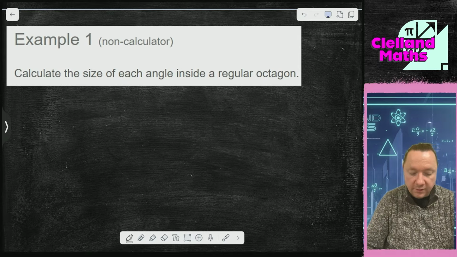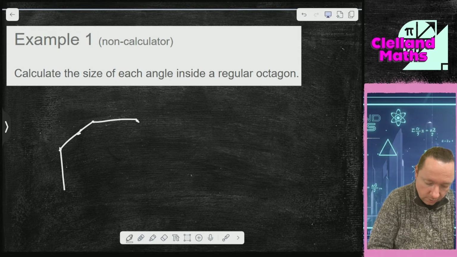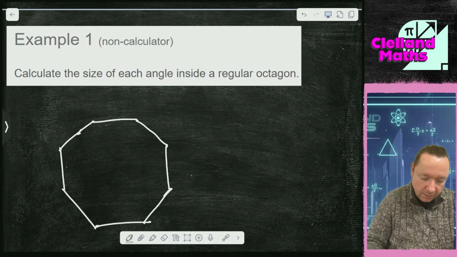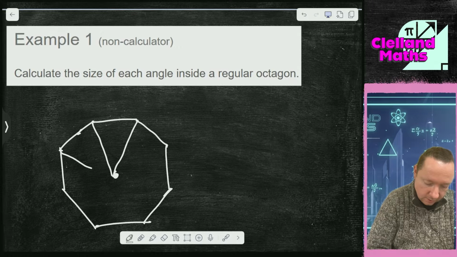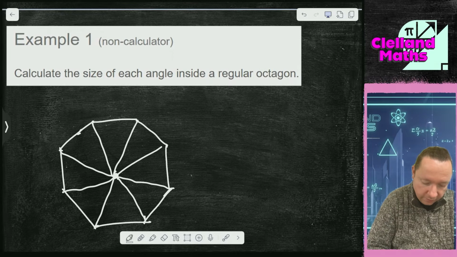So example 1, calculate the size of each angle inside a regular octagon. So let me draw a quick sketch of this. You don't even need a sketch. So 1, 2, 3, 4, 5, 6, 7, and 8. So there's your octagon, an 8-sided shape. Now, if we imagine that this is the middle of our octagon and we drew some triangles, then you would have something that looks like this, and you would be splitting this up every time by a vertex or a corner. Now, each of the triangles would be exactly the same.